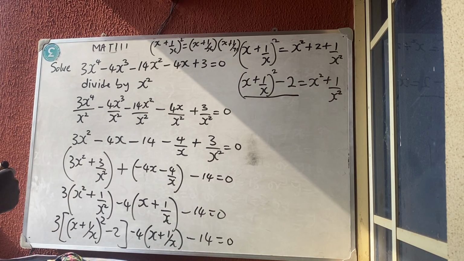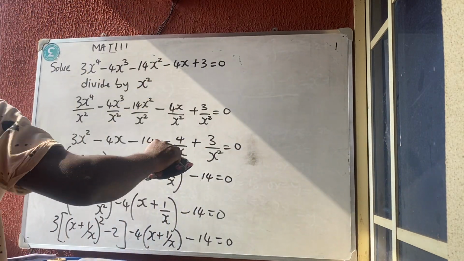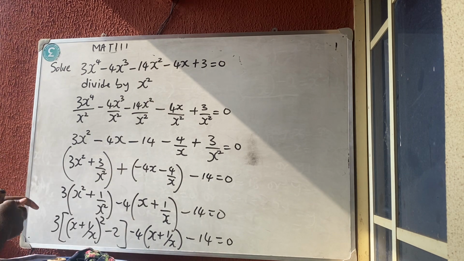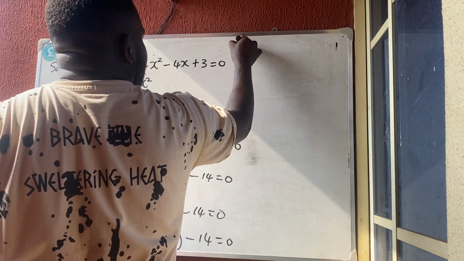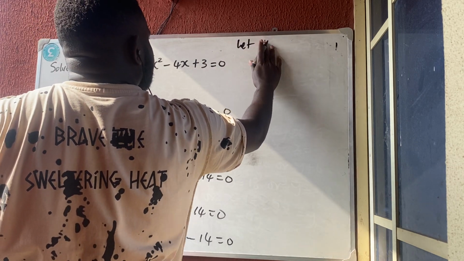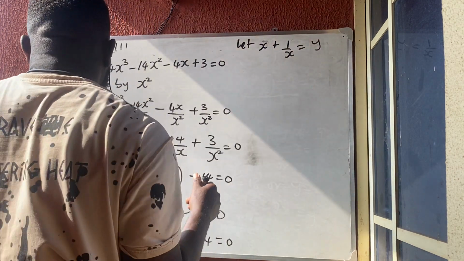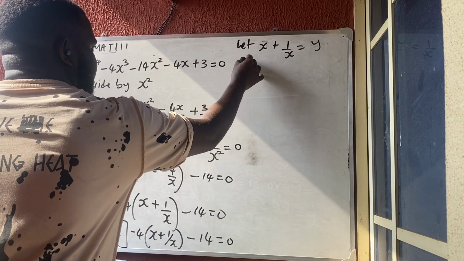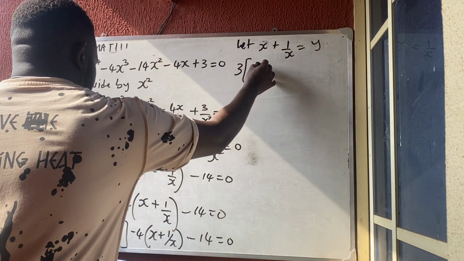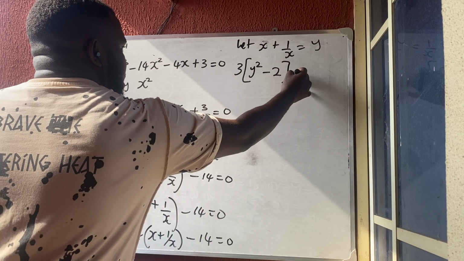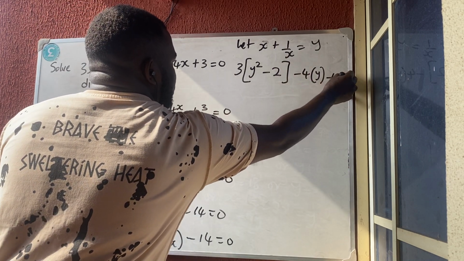You see, once you are done with this, once you have gotten the same thing, you see that what is here is exactly what is here. You can say let it be 1. Let x plus 1 over x be equal to y. So anywhere I see it, I'll put y. So I'm having 3 brackets. I'm having it here, y squared. So I'll have y squared minus 2. You close. Minus 4 bracket y. Okay, minus 14 is equal to 0.